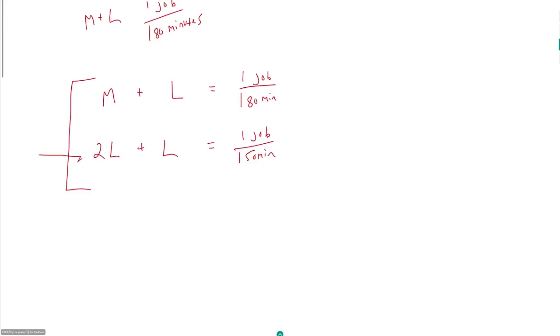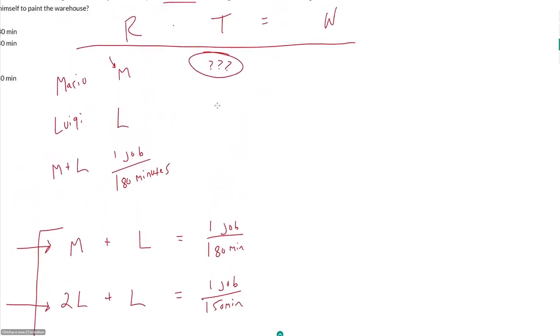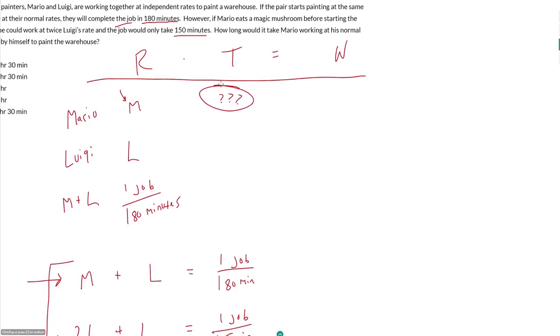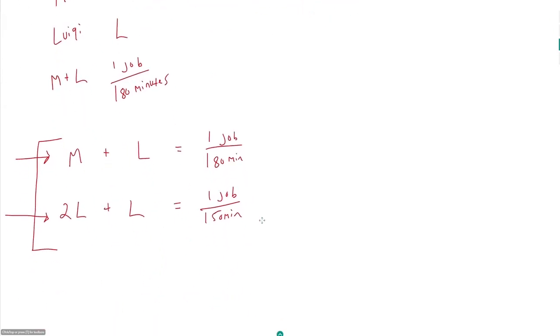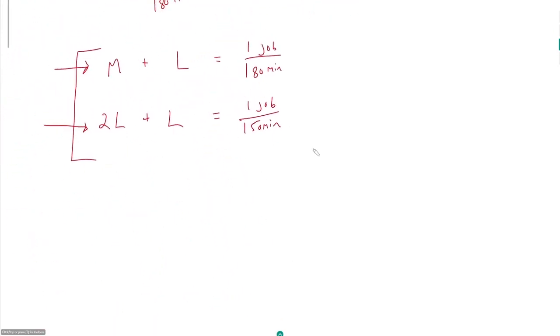I can use this equation here to get Luigi's individual rate. Then I can plug that into this equation here to get to Mario's individual rate. And then once I have Mario's rate, I can get his time because we are looking for the time for Mario to do one job. So I can fill that in here because that is how we are measuring our work. And so once I have his rate, I should be able to get his time. And so let's now do that.